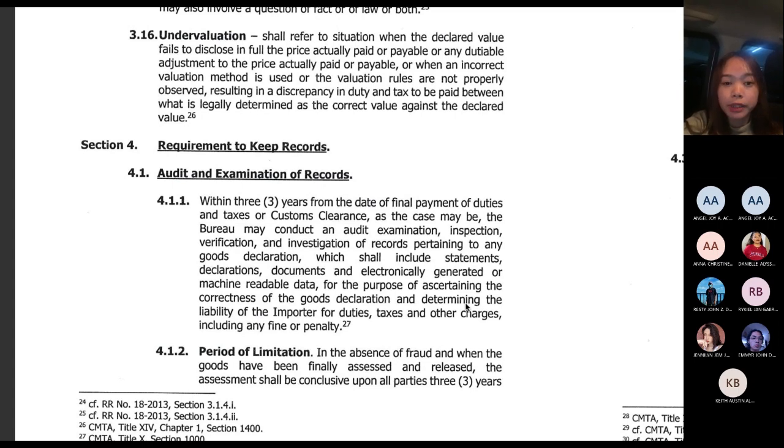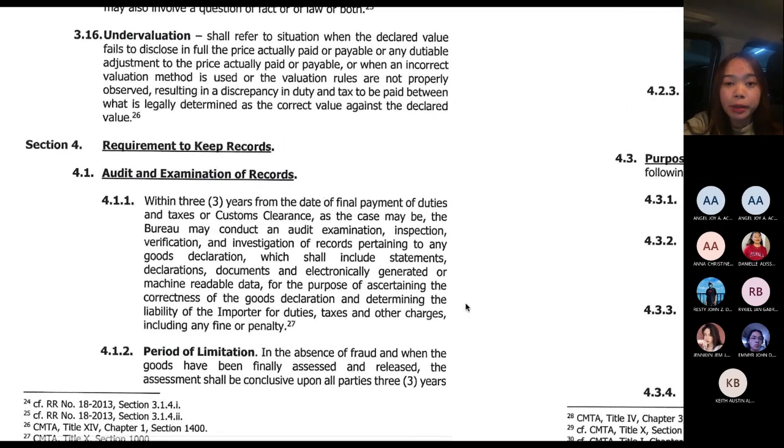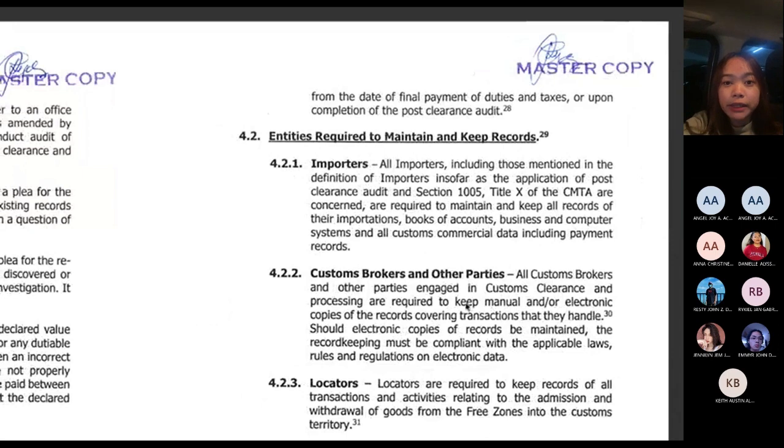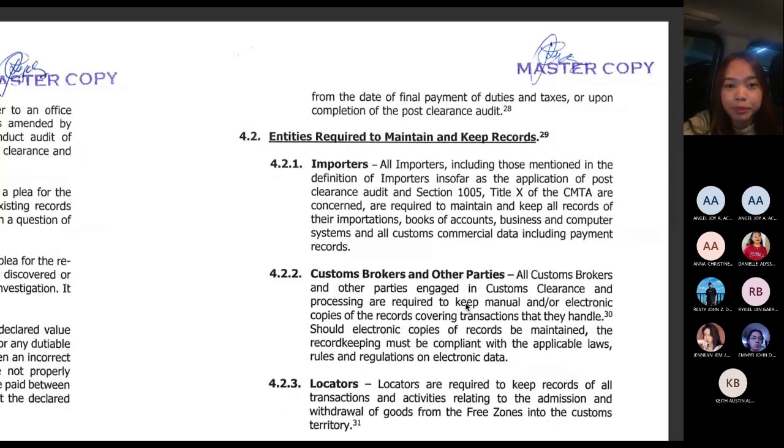4.1.2 Period of limitation. In the absence of fraud, and when the goods have been finally assessed and released, the assessment shall be conclusive upon all parties 3 years from the date of final payment of duties, taxes, or upon completion of the post clearance audit.